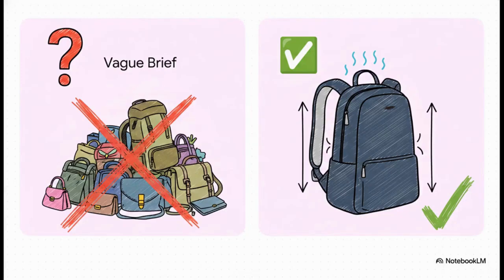So the crucial point is how this instantly transforms your design brief. A vague brief just says, the user needs a bag. If you start there, you could design literally anything. A flimsy canvas tote, a massive hiking backpack. It's way too open. But look at the persona-driven brief.